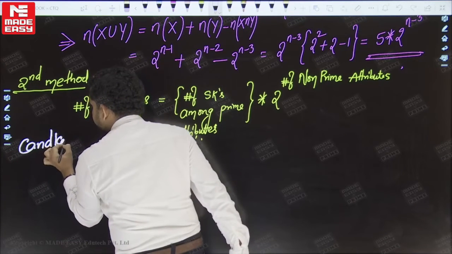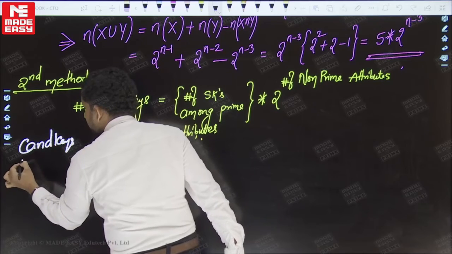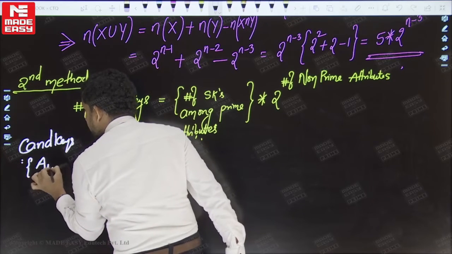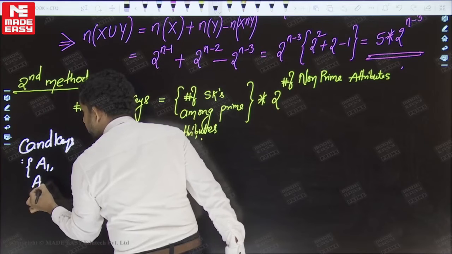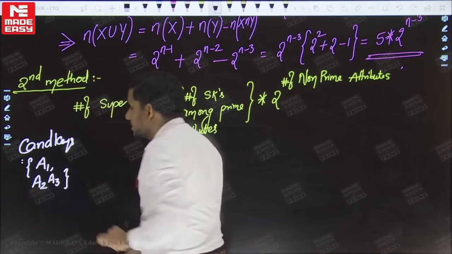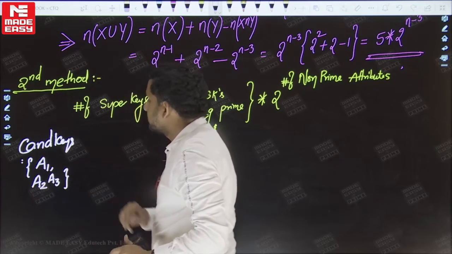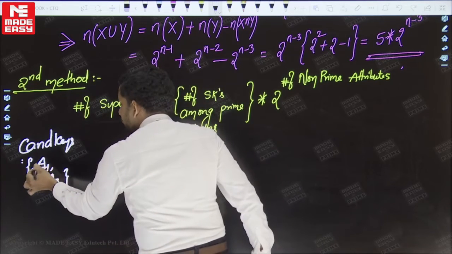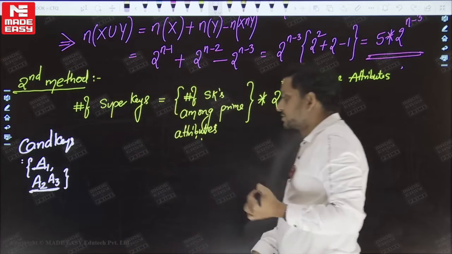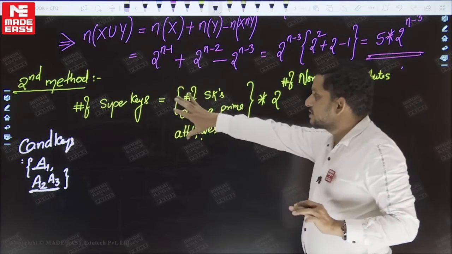Candidate keys, okay, which are A1 is one candidate key and A2, A3 is one candidate key. So overall A1 prime, A2 prime, A3 prime. So first candidate key has one attribute only and second candidate key has two attributes. Okay, so now come back to this method.